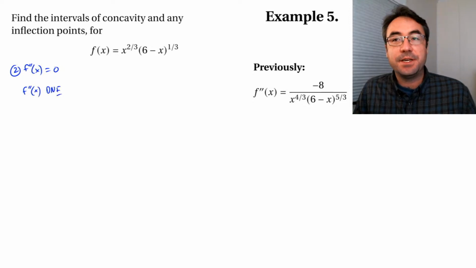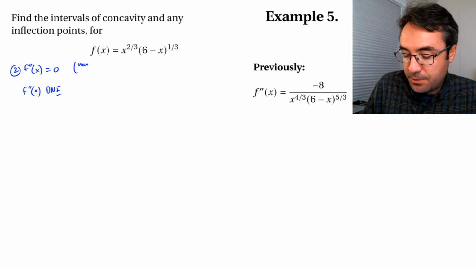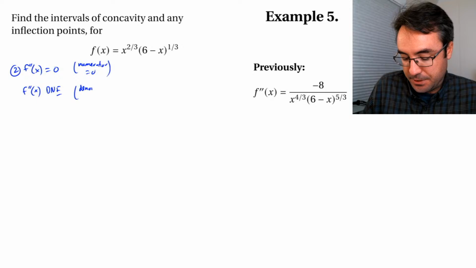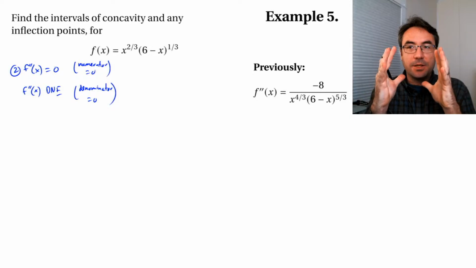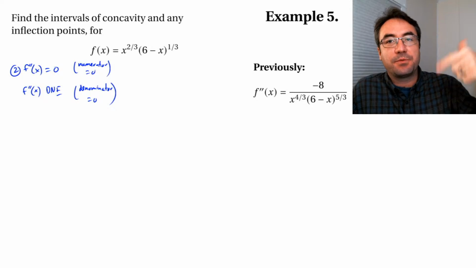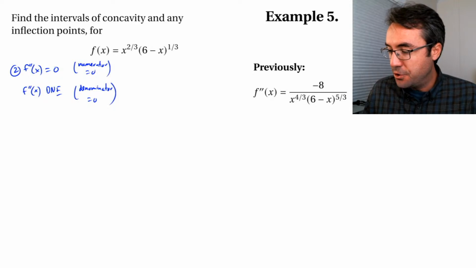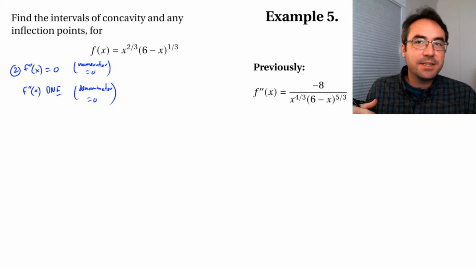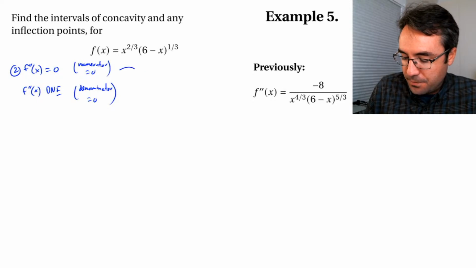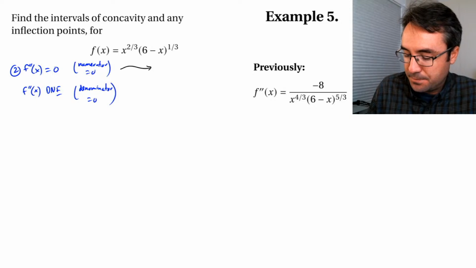And the way we do this is we have it as a single fraction, so we can look where the numerator is equal to 0 and where the denominator is equal to 0. So that's the nice thing about getting it all into one nice fraction: the fraction's equal to 0 when the numerator is 0, the fraction's undefined when the denominator is 0. So if we look at this, the numerator is -8, and -8 is never 0. So our second derivative here is never equal to 0.